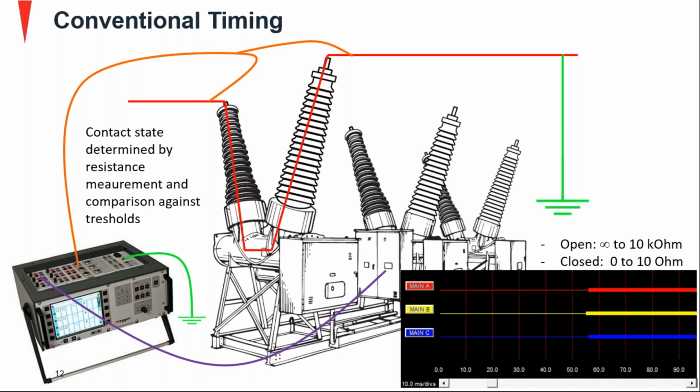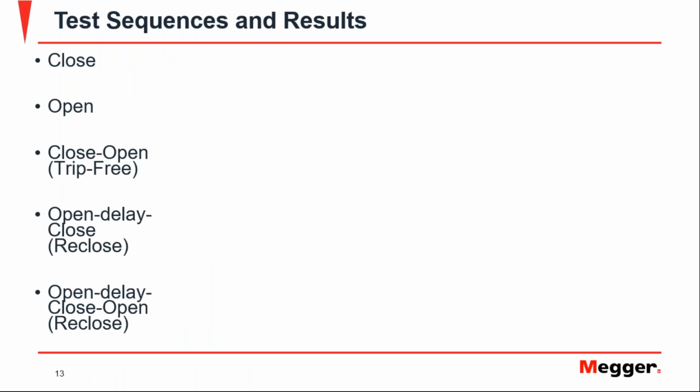So in this case, I'm showing the graphic representation of a closing of a breaker, and you can see that the thin line means that the breaker was open, and at this instant, phase A close, B close, and C close. And that is determined by a resistance threshold. So that is conventional timing.